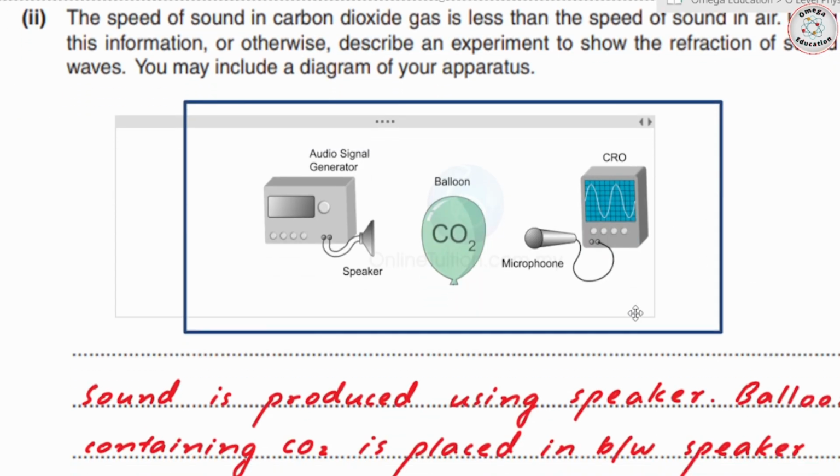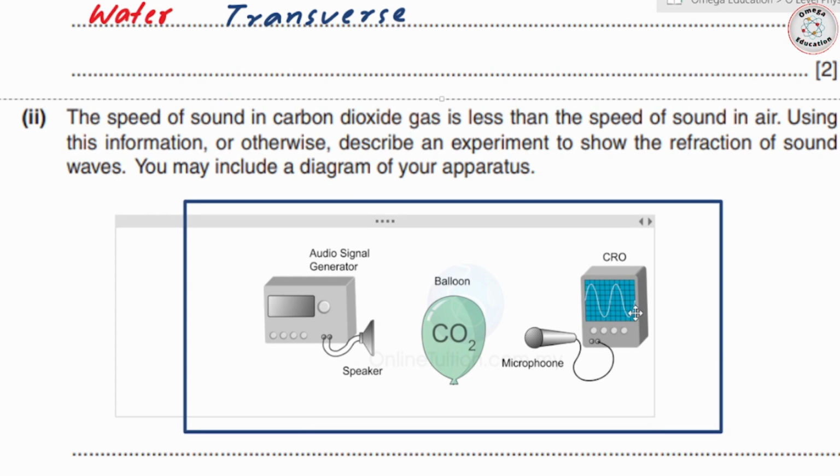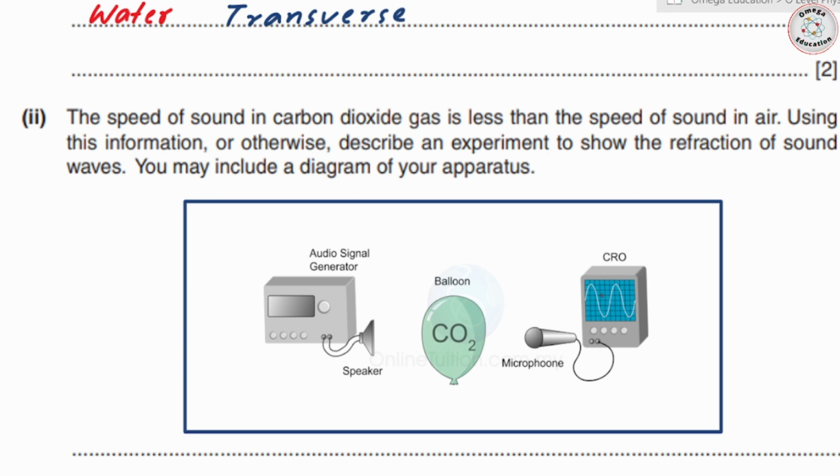So this topic is generally completed when we have studied the CRO, cathode ray oscilloscope, as well, but since we have to complete it anyway, I need a source of sound for it. The source of sound is a speaker, or it can be any other source of sound as well, a musical instrument or anything like this. Then you need something that contains carbon dioxide. In this case, I'm using a balloon. Balloon contains CO2.